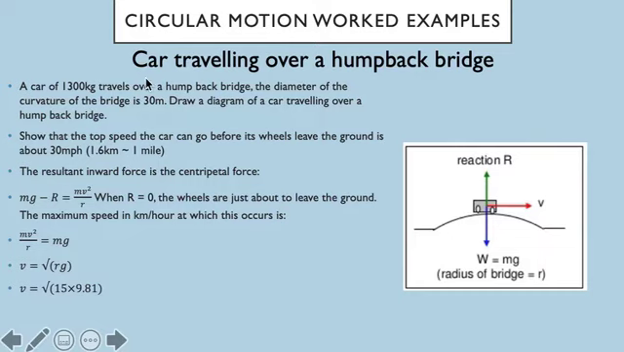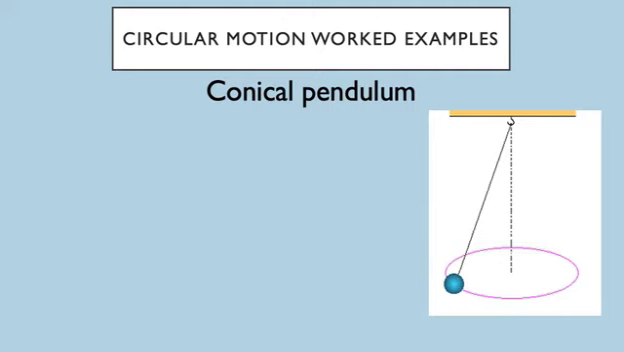So we've got the radius is 15 meters because we said that the diameter is 30 meters for that bridge. G is gravity, which is 9.81 meters per second squared. So the velocity is 12.13 meters per second, which is about 43.67 kilometers per hour, which equals about 27 miles an hour, or about 30 miles an hour. And that's what we had to show, that the top speed that it could go is about 30 miles an hour. Okay, so that's another example there. Let's have a look at another one.